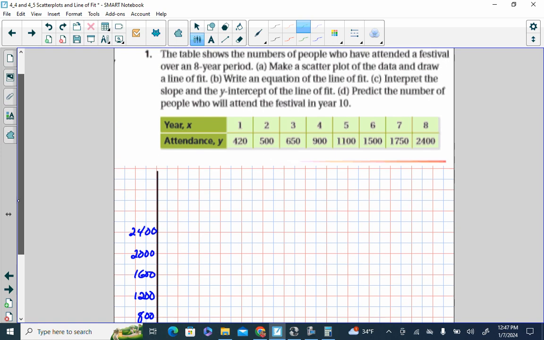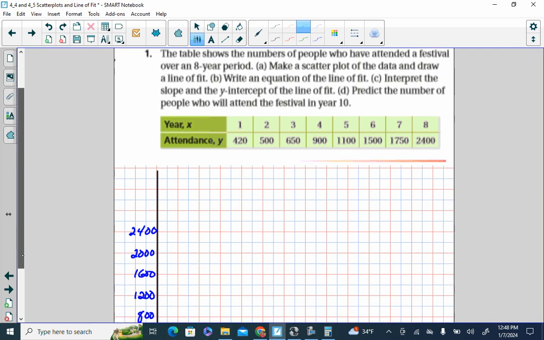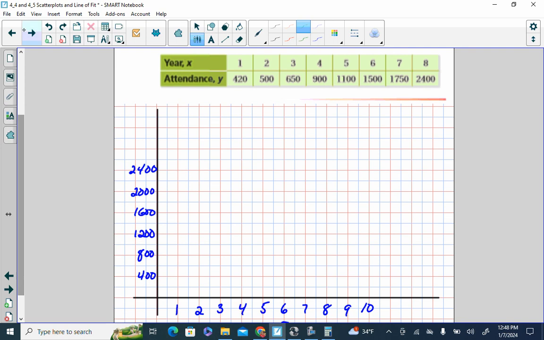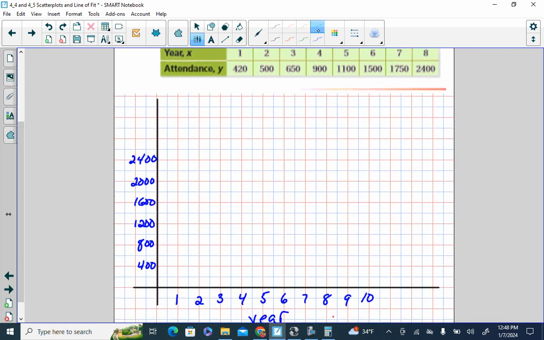What are we told? The table shows the number of people who have attended a festival over an 8-year period. Make a scatter plot of the data and draw a line of fit. Write an equation of the line of fit, and then interpret the slope and y-intercept of the line of fit. Predict the number of people who will attend the festival in 10 years. So we start with our graph, putting in our points. First one we have is 1 and 420.